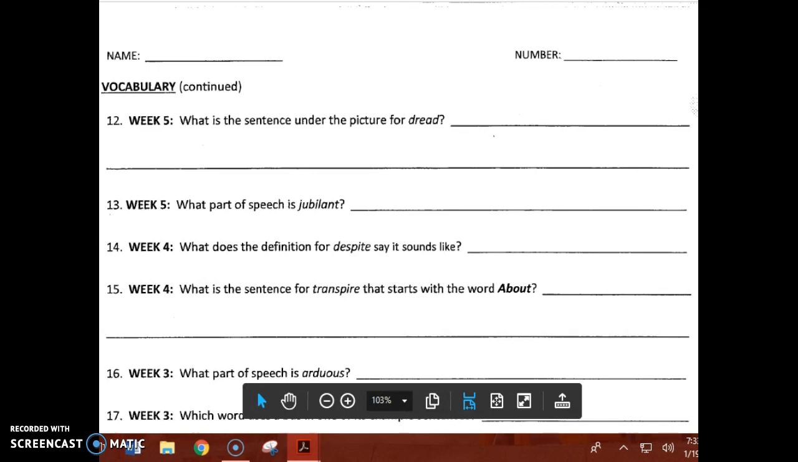Number 12, look at your vocabulary for week 5. What's the sentence that's written under the picture for dread? Number 13, keep looking at week 5. What part of speech is jubilant?